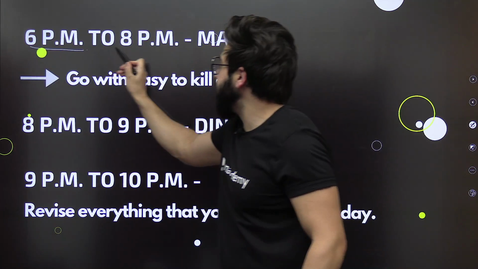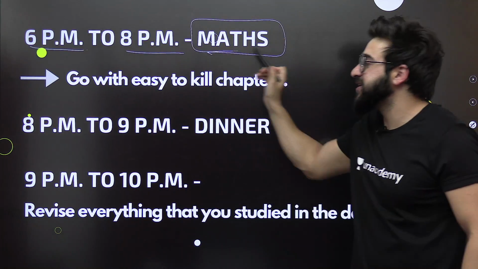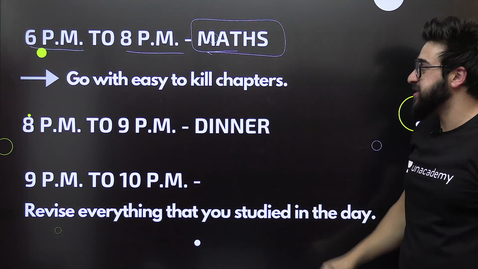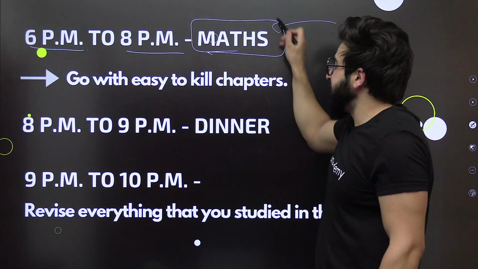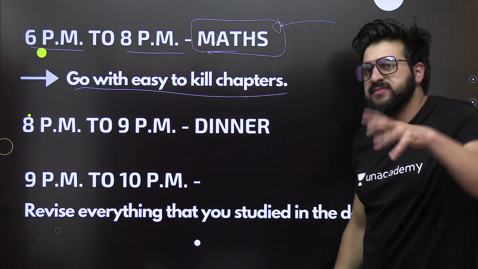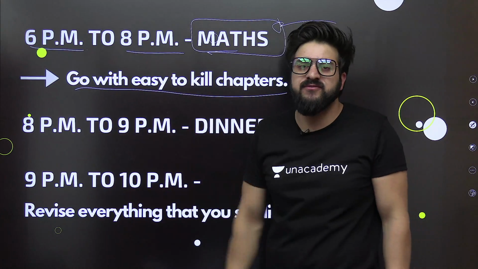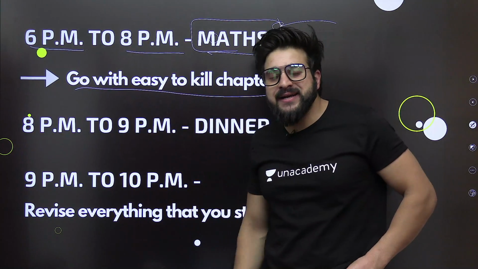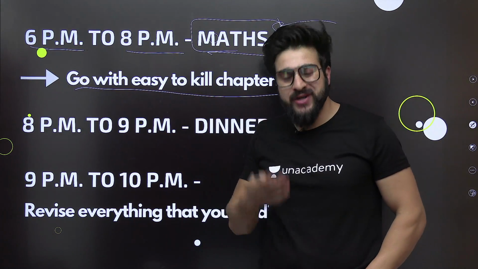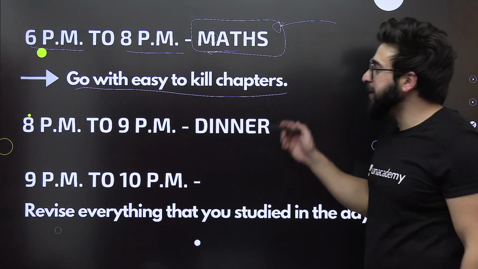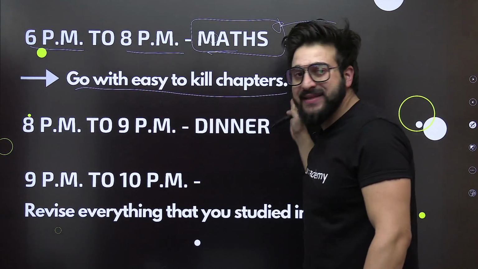Now from 6 p.m. to 8 p.m. you need to take another subject, maths, understand? This is day one, the Monday schedule I'm explaining to you. So in maths, what you are supposed to do is go with the topics which are very easy. Like from the physics point of view, as I told you, kinematics, Newton's laws of motion, entire mechanics, electrodynamics like electrostatics and all. You can go with topics like that only.